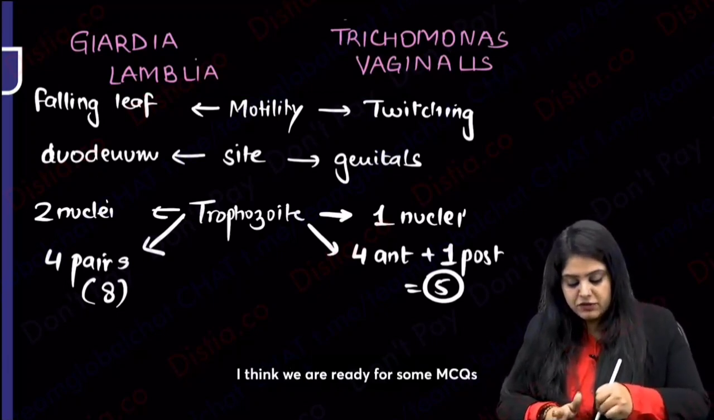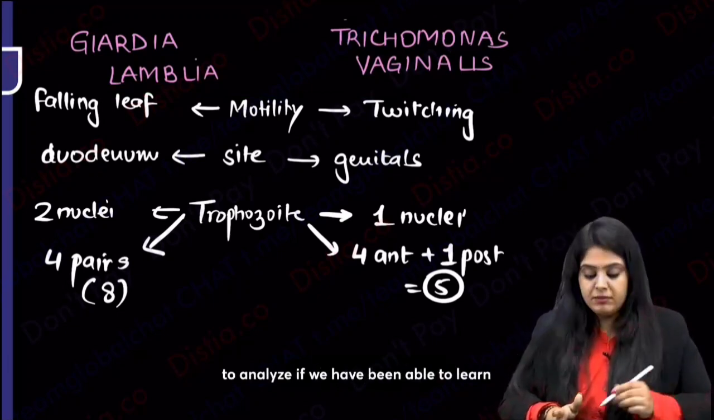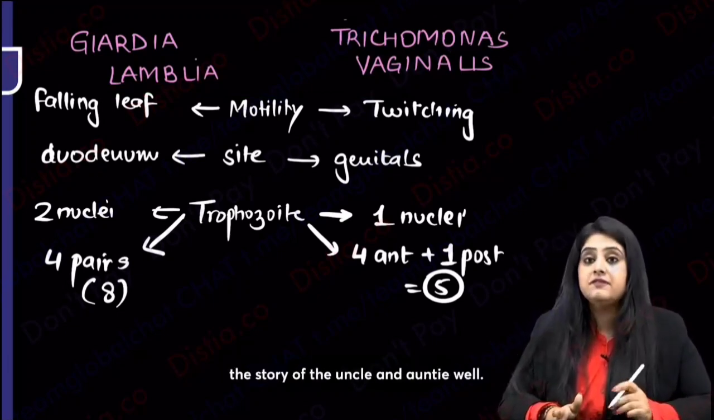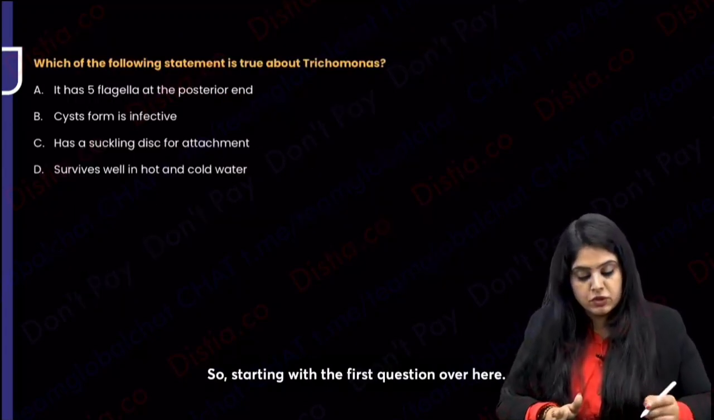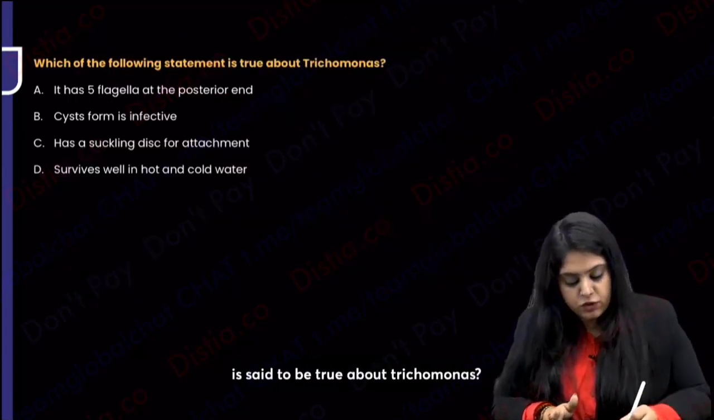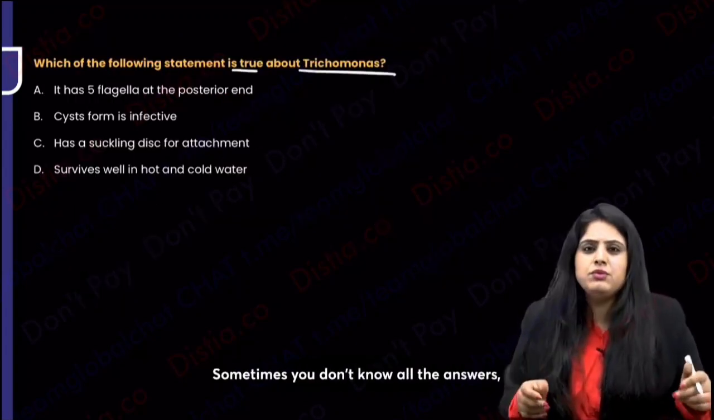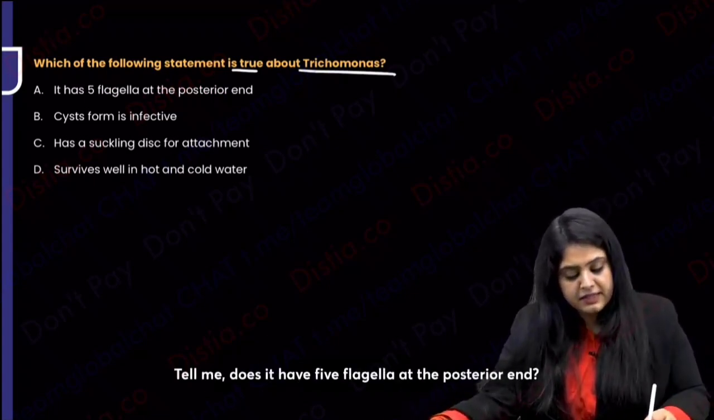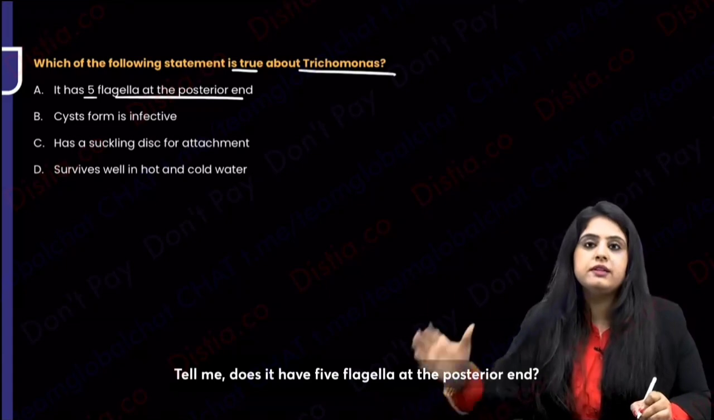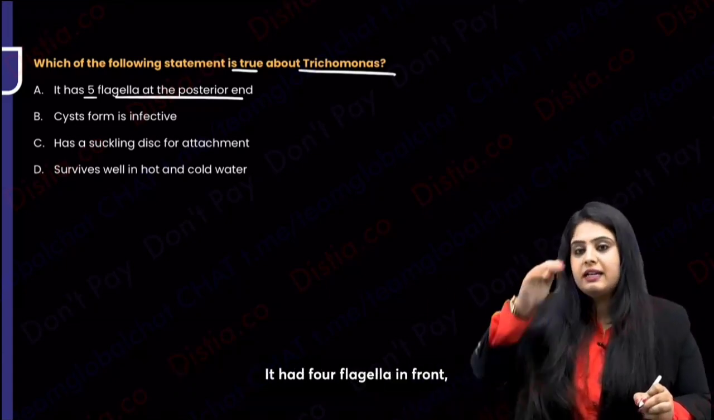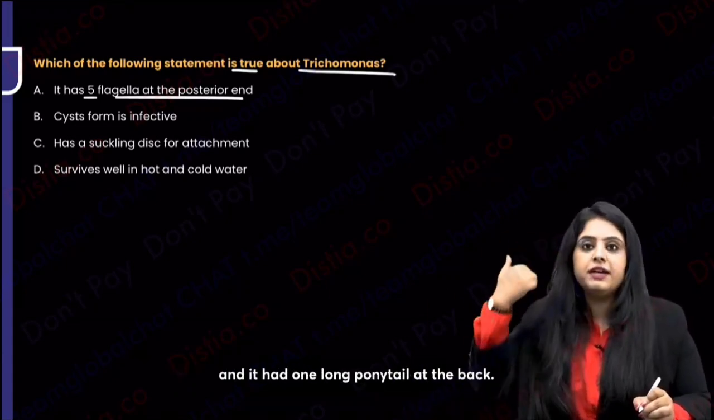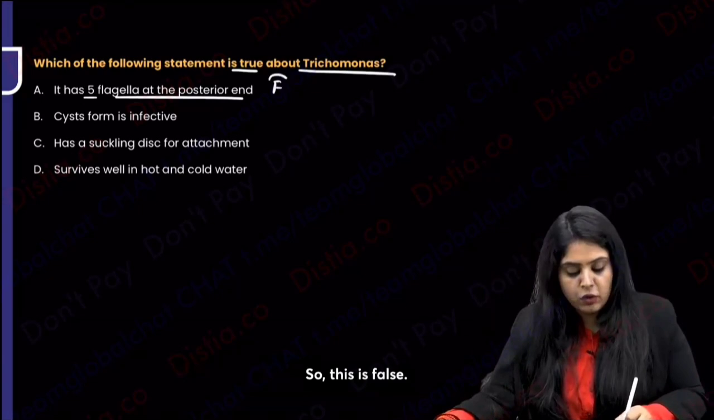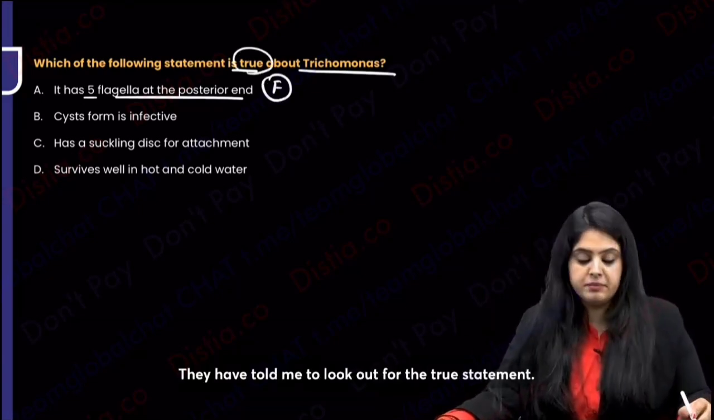I think we are ready for some MCQs to analyze if we've been able to learn the story of the uncle and auntie well. So starting with the first question over here. Which of the following is said to be true about Trichomonas? Sometimes you don't know all the answers and you have to figure it out. Tell me, does it have 5 flagella at the posterior end? Did it have 5 ponytails? No. It had 4 flagella in front and it had 1 long ponytail at the back. So this is false. They've told me to look out for the true statement.